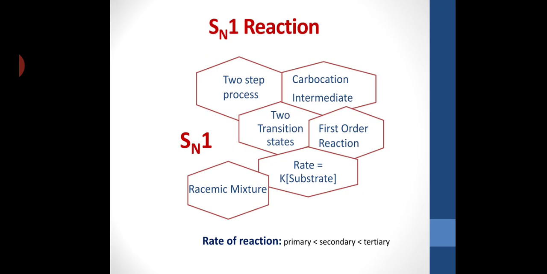Therefore, the moment we talk about SN1 reaction, these are the important characteristics that come to our mind. It is a two-step process. It goes through the formation of carbocation intermediate. There are two transition states. It is a first order reaction where the rate of the reaction is dependent only on the substrate concentration. If we start with an optically active substrate, we get a racemic mixture. Lastly, the rate of the reaction is of the order tertiary greater than secondary greater than primary halides.